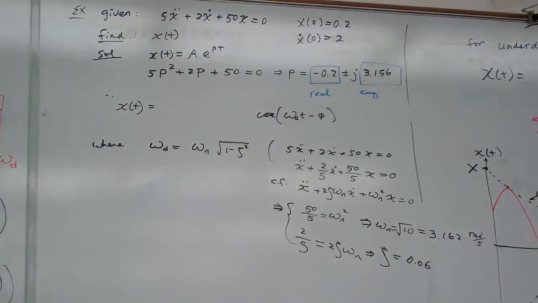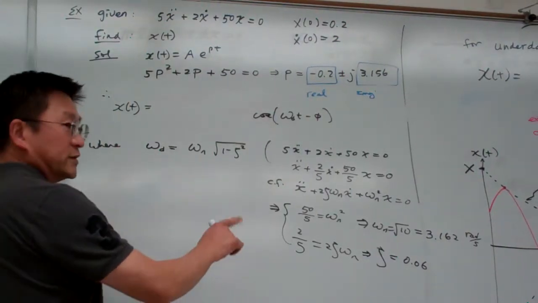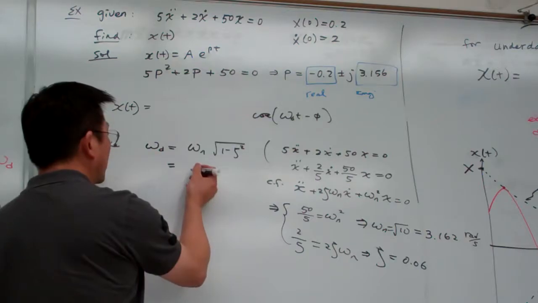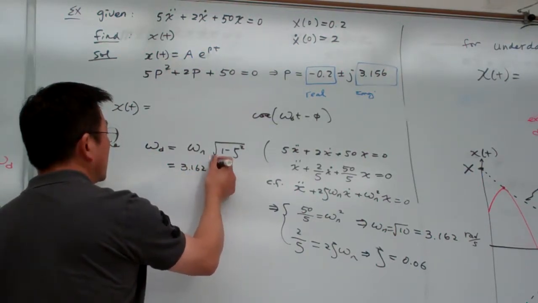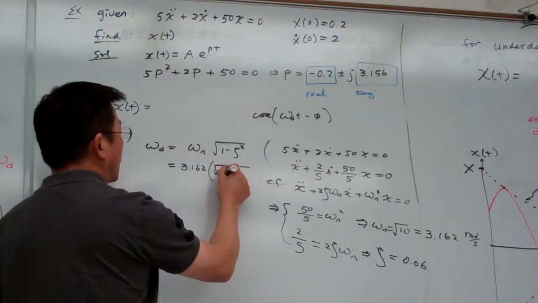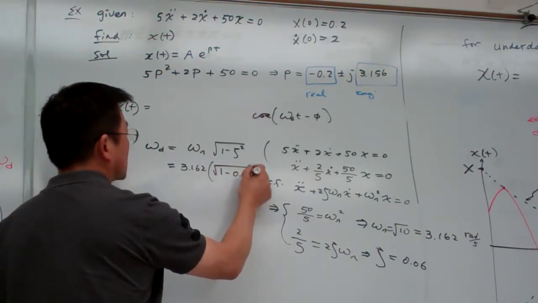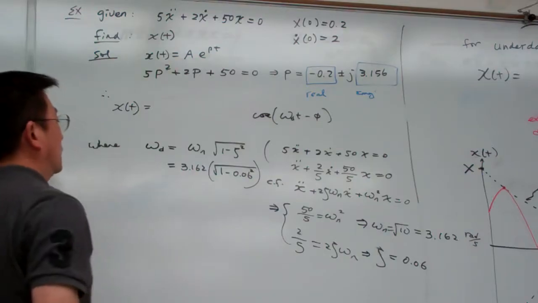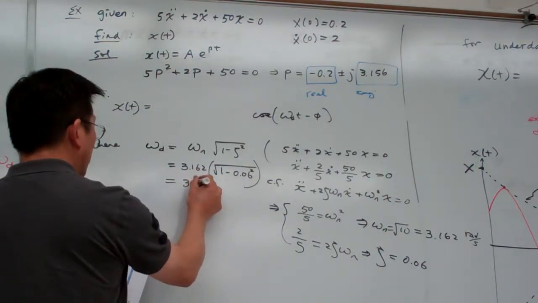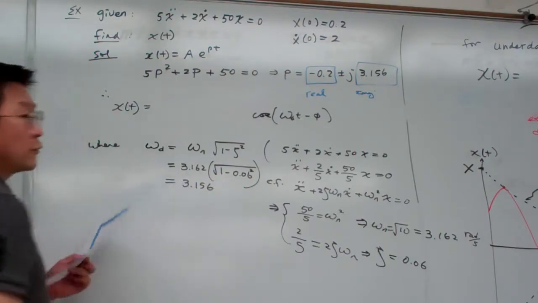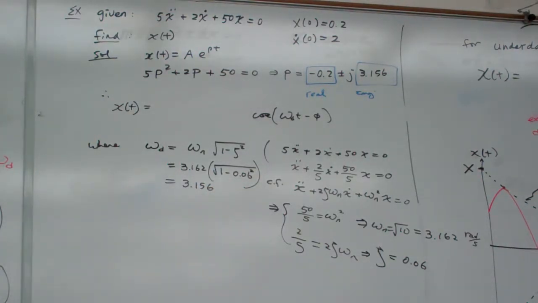Okay. So with omega n and zeta in place, we can determine omega d. That simply is 3.162 multiplied by the square root of 1 minus 0.06 squared. Okay, so that number will give us 3.156, because the damping ratio is so small.